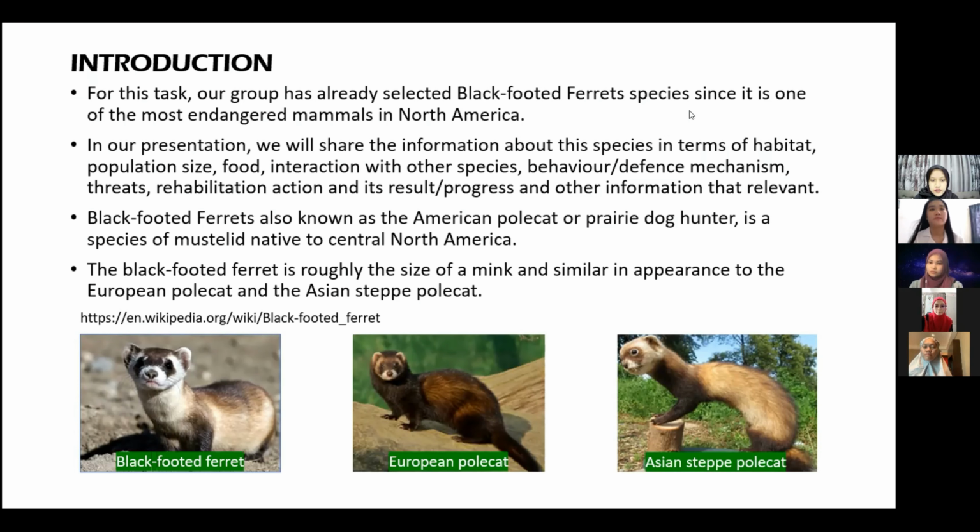So, black-footed ferrets, also known as the American polecat or prairie dog hunter, is a species of mustelid native to Central North America. The black-footed ferret is roughly the size of a mink and similar in appearance to the European polecat and the Asian steppe polecat. As you can see, this one is the black-footed ferret, in the middle is the European polecat, and on the right-hand side is the Asian steppe polecat. Next.